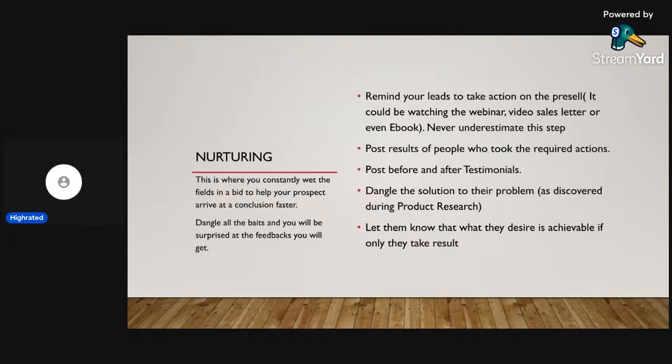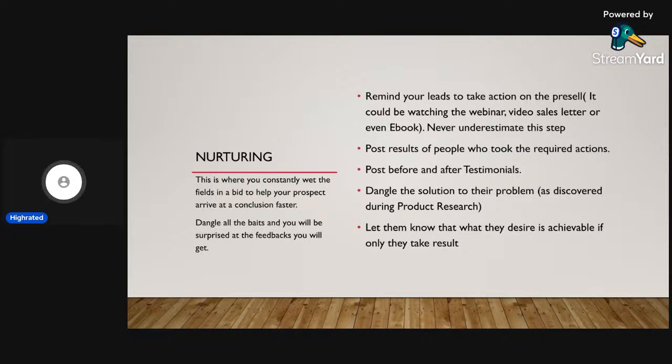Now, how do you nurture your leads? The first thing you do is remind your lead to take action on the pre-sale. That is what you have told them to do. Probably watch a video, attend a webinar, YouTube lead, whatever you have asked them to do during the pre-sale, remind them. If you use a masterclass, you can tell them that if they miss the masterclass, they can go back and read, something like that.